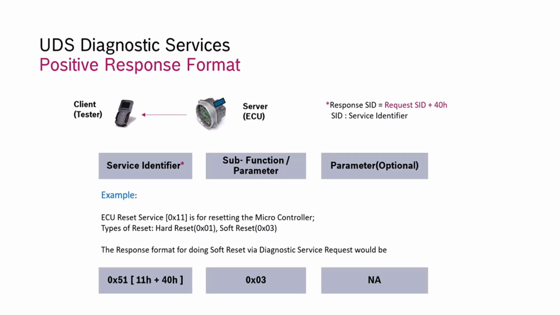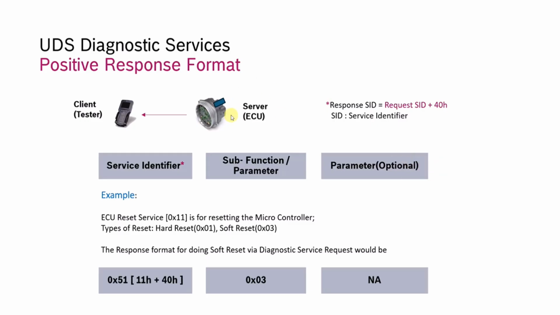Next, once processing is done, the server should respond back to the client. So here, what will we get? Response ID, request SID plus 40H. Here is a small assignment: if people can go and dig into why 40H is added after the service ID. We'll discuss it in further lectures, and do please comment in the comment section. Now the response will be the service identifier, and subfunction or parameter ID is optional.